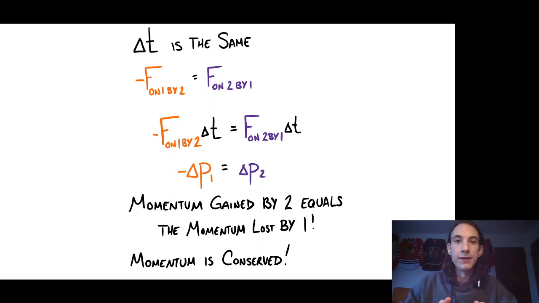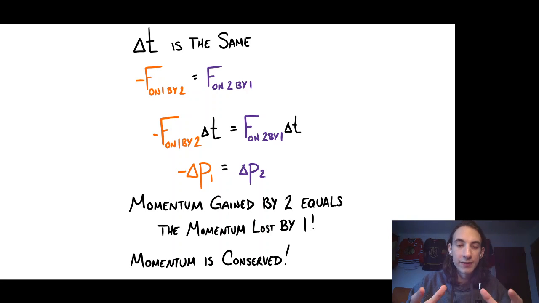So delta t is the same. We said negative force on 1 by 2 is equal to positive force on 2 by 1. And then what we can do is multiply both sides by this delta t and say negative force on 1 by 2 times delta t equals force on 2 by 1 times delta t.